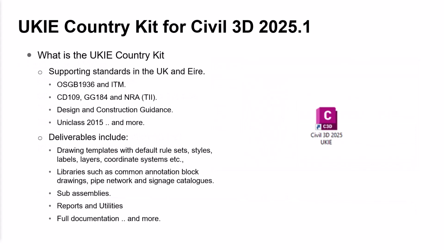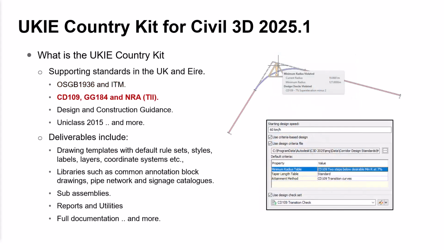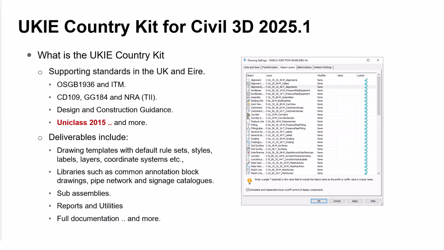Okay, let's start at the very beginning. What is the UKIE country kit? Well, simply put, it's a collection of stuff that complements Civil 3D, specifically aimed at the designers in the British Isles. Historically, UKIE was one of the very first country kits released and distributed by Autodesk. It has been improved year on year.